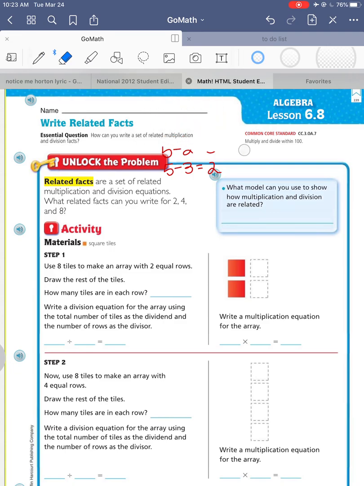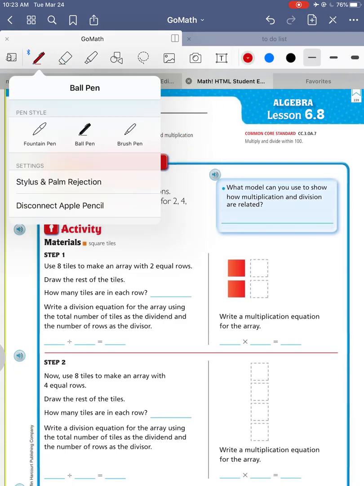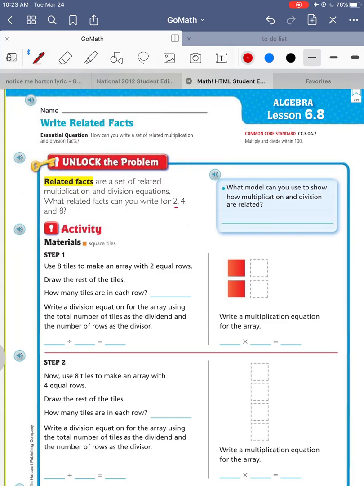We can do the same thing for multiplication and division. So they gave us 2, 4, and 8. What are the 4 different facts you can write using those three numbers? 2, 4, 8. I can do multiplication, so 2 times 4 equals 8. Or I can flip-flop with a commutative property. 4 times 2 is 8. Then we can do division. 8 divided by 2 is 4. And then the opposite of that would be 8 divided by 4 is 2. Remember, division, the big number has to be first.